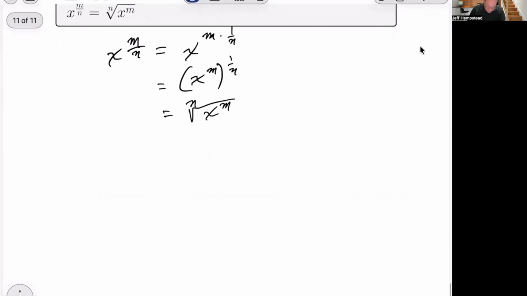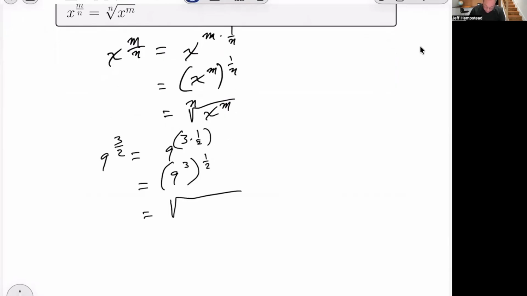How about 9 raised to the 3 halves power? That'll be 9 raised to the power of 3 times a half, which is 9 to the third, to the 1 half. So that'll be the square root of 9 to the third. How much is 9 to the third? 729. Square root of 729. Of course, now we have to ask what's the square root of that? Turns out to be 27.